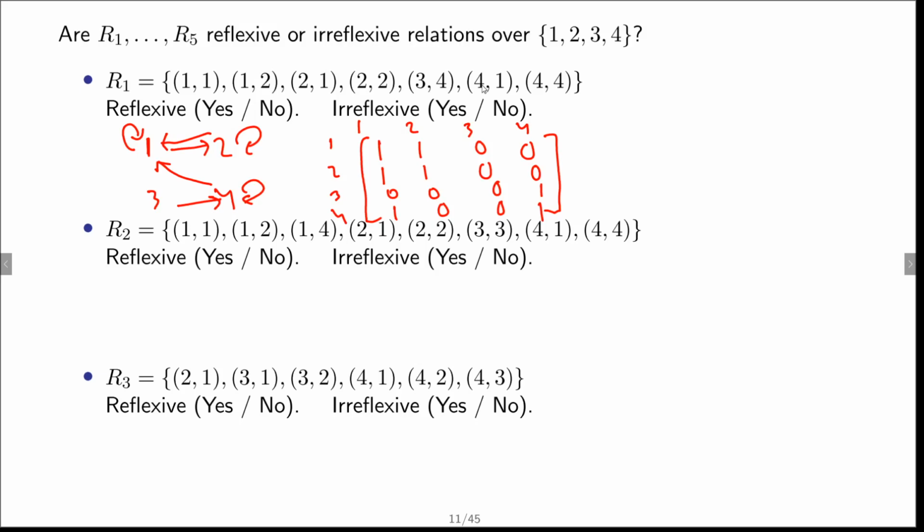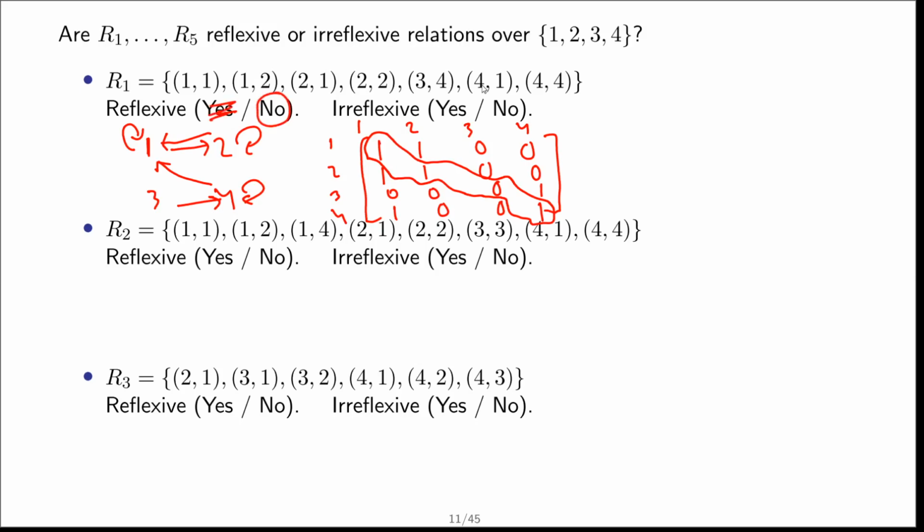Or if you see the matrix here, these elements are the diagonal elements. You see the diagonal elements have some 0 in them. So therefore, this is not reflexive.